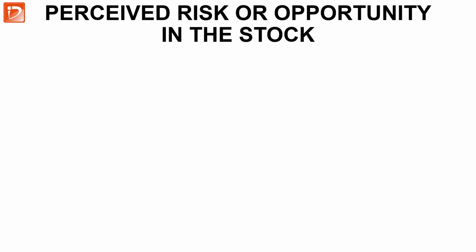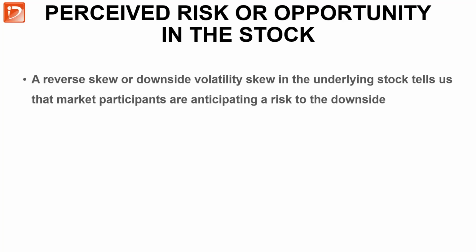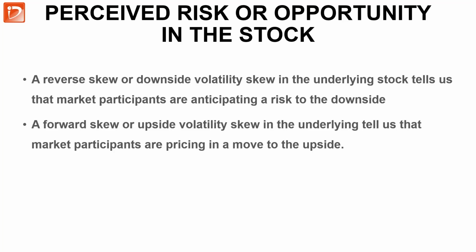So, the example of the perceived risk or opportunity in this stock: the volatility tells about this. A reverse skew, or downside volatility skew, in the underlying stock tells us that market participants are anticipating a risk to the downside. And a forward skew, or upside volatility skew, in the underlying tells us that the market participants are pricing in a move to the upside.